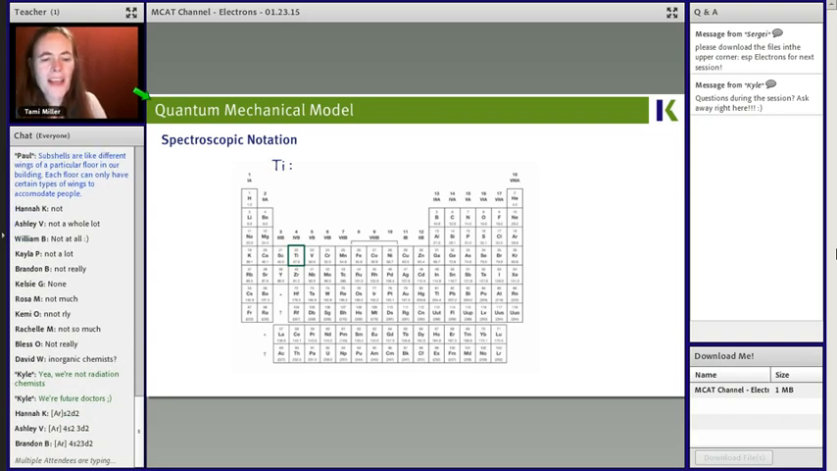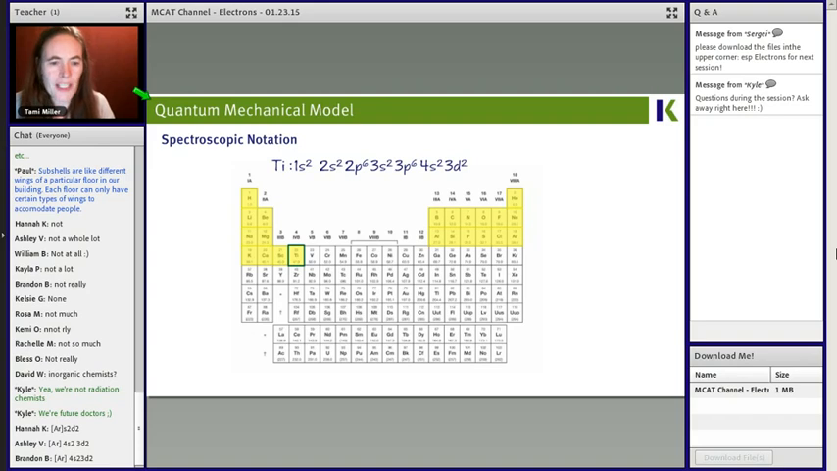You guys went straight for the shorthand. Nice. The longhand would be 1s2, 2s2, 2p6, 3s2, 3p6, 4s2, 3d2. Now, I love how you guys went backwards, came up here to the noble gas that's right in front of it and said, no, no, no. We're going to go even more shorthand, and we're going to say argon plus our 4s2 and our 3d2.